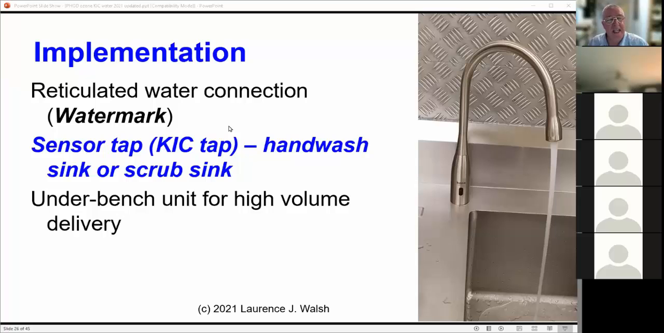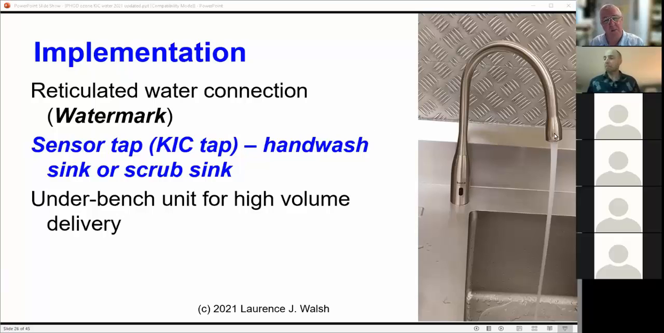Well, an obvious thing is to connect some sort of ozonating device to your regular reticulated tap water. Now, in order to connect a device to the tap water system, it requires in Australia and New Zealand a WaterMark, which is basically an official certification that the device is safe to connect to a regular tap. And of course, an ozone infection control tap, or a KIC tap as it's often referred to, has exactly that specific certification. So that can be installed by a plumber or somebody else to connect to your water system.